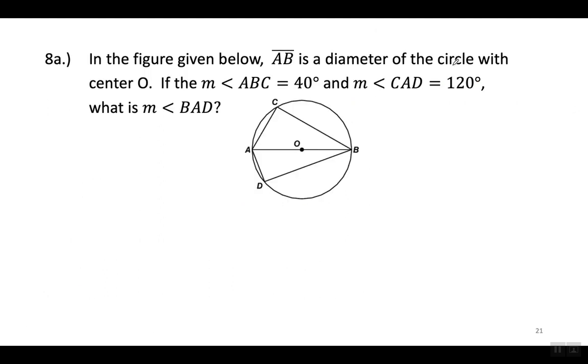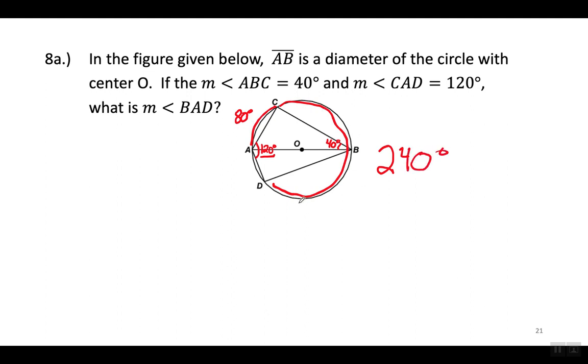Okay, 8a. In the figure given below, AB is a diameter of the circle with center O. If the measure of angle ABC is 40 degrees, so if the measure of this angle right here is 40 degrees, and the measure of angle CAD is 120 degrees, what is the measure of angle BAD? Okay, so if the measure of angle ABC is 40 degrees, what is the measure of this arc right here? If this angle is 40, this arc has to be 80 degrees. And if the measure of angle CAD is 120, that means the arc that it's intercepting, which is all of this, has to be double 120. It would have to be 240.